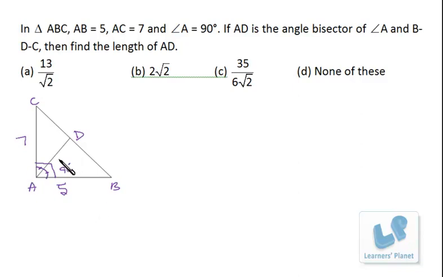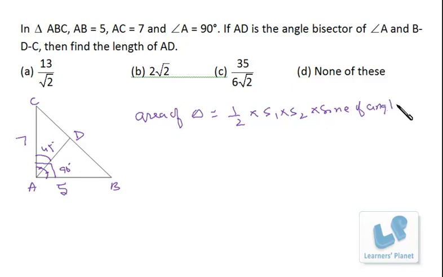Now since AD is bisector, this angle must be 45 degree and this angle will also be of 45 degree. Now you must be knowing the sine formula for finding out area of triangle. That is, area of triangle is half product of the sides and sine of the angle between these two. So area of triangle is half S1 into S2 into sine of angle.